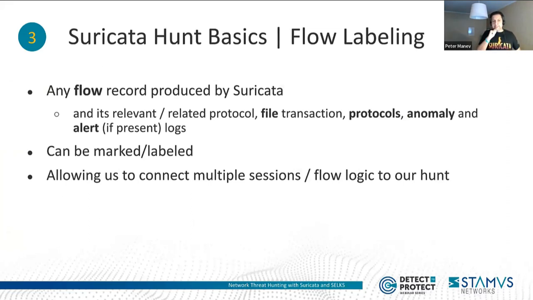The point here is that any flow record produced by Suricata and its relevant other records, so for example, it could be TLS flow. A TLS flow will have the flow record itself, will have a TLS protocol log, and might have an alert related to it or not, or an anomaly event related to it or not, doesn't matter. But any of those records produced can actually be marked and labeled. And I'll show you exactly when we move on to the hands-on, because putting in different labels of flows of interest or not of interest actually empowers the query searching a lot, and the unearthing, finding, so to speak, of unwanted actions, activities, and all those sorts of things in the network, including malware.